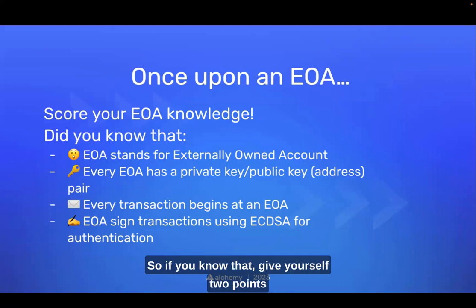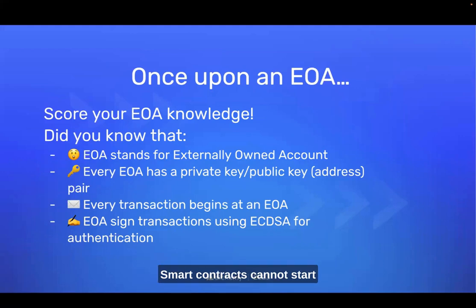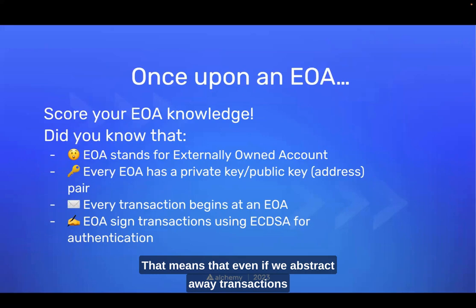So if you know that, give yourself 2 points, if you knew the acronym and private key, public key pair. Every transaction begins at an EOA. So if you want a transaction to occur on the blockchain, it has to start at an EOA. Smart contracts cannot start transactions on the blockchain. That means that even if we abstract away transactions using account abstraction, at the end of the day, an EOA, a private public key pair, is signing that transaction.